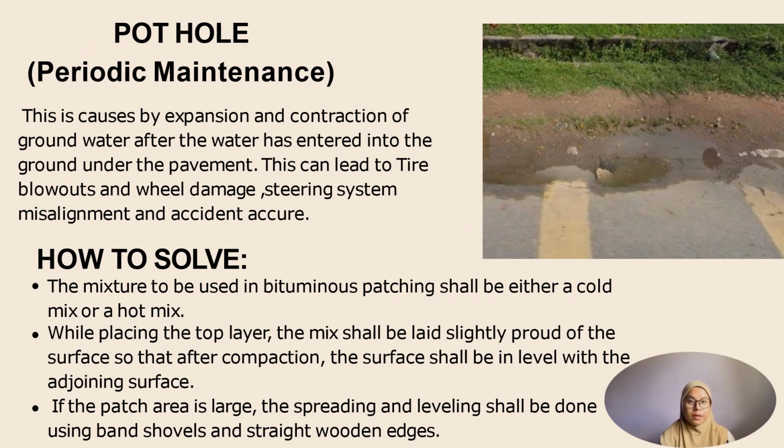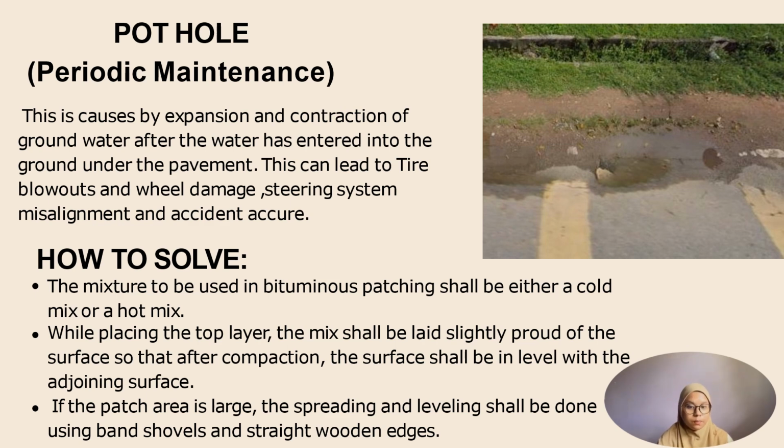My name is Noor Alina Natasha binti Mazlan. My matric number is 14DKA21F 2014. The next type of damage is a pothole. Pothole is in the category of periodic maintenance. This is caused by expansion and contraction of groundwater after the water has entered the ground under the pavement. This can lead to tire blowouts, wheel damage, steering system misalignment, and accidents.